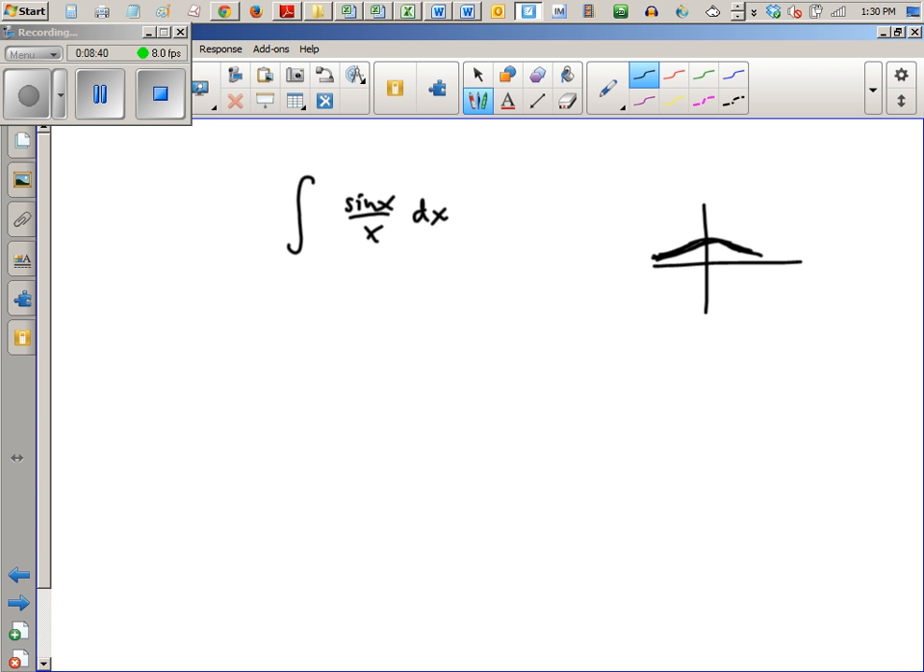And the question is simple. What is the area under this curve? And yet no human can solve it. Nobody can guess the function that gives us this derivative. Sine x over x. What is that function? Nobody can figure it out. In fact, people have figured out that there is no function that will give us this derivative. Interesting.